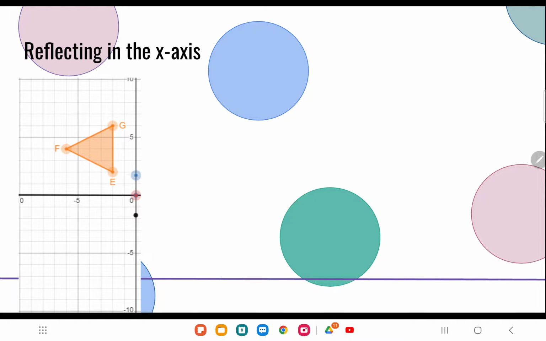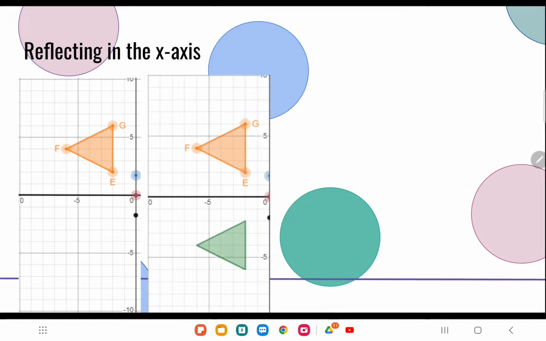Let's begin by reflecting in the x-axis. The x-axis is the line with the equation y equals 0. We see our starting figure here is triangle EFG. E is located at negative 2, 2, F is located at negative 6, 4, and G is located at negative 2, 6. Once this has been reflected in the x-axis, we see that the positions have changed, and now E prime on our image is located at negative 2, negative 2. G prime is located at negative 2, negative 6. And F prime is located at negative 6, negative 4.